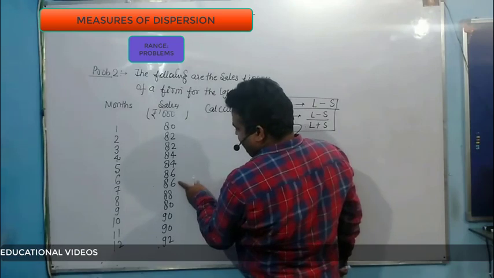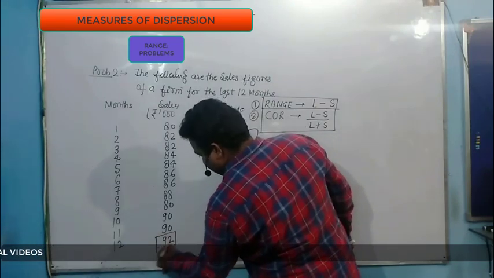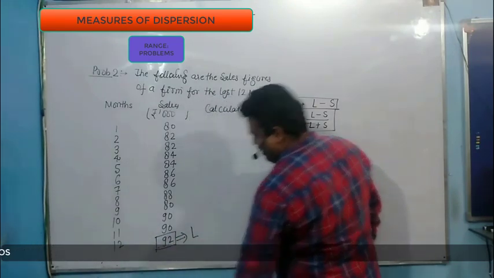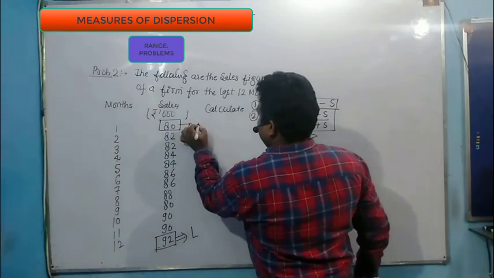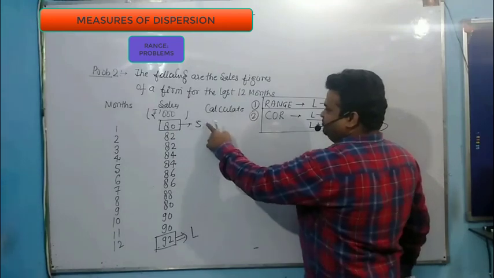So my largest value in the data set is what? 92. So this is my largest value, L. What is my smallest value? The smallest value is this one. This is my smallest value. So I know the L value, I know the S value, in 1000.